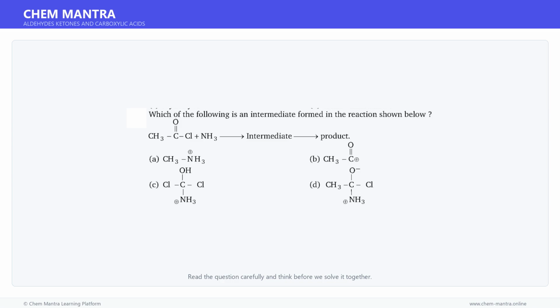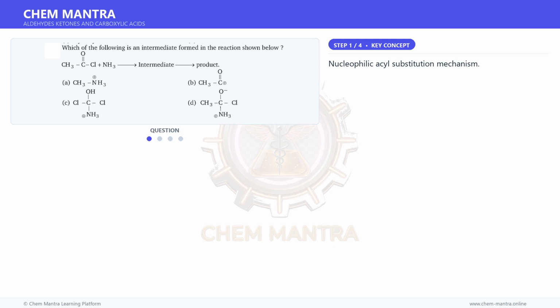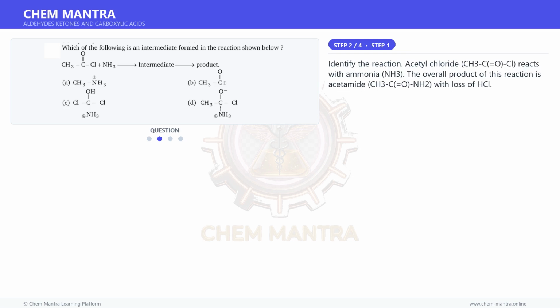Here is a question. Read it carefully and think about the answer. Let us solve it step by step. Let us first understand the key concept here. Nucleophilic acyl substitution mechanism.